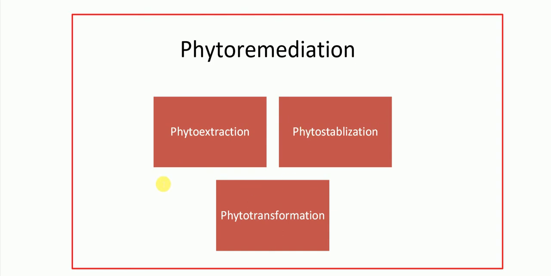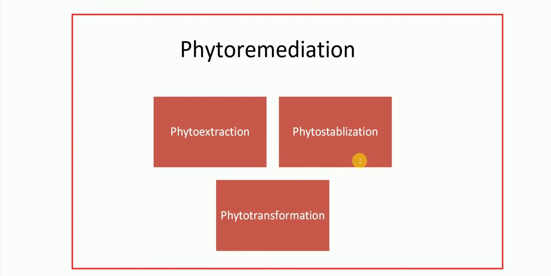So let's start with phytoextraction. In this, the plant accumulates the pollutants or contaminants in parts like roots or soil. Okay, so the plant is absorbing all of the pollutants and storing them in the root or soil.